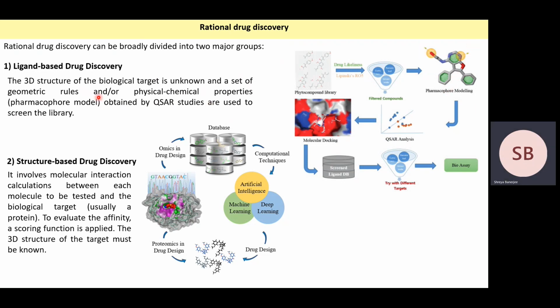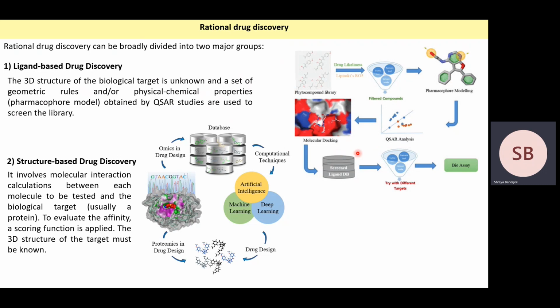That is, the geometry and the physicochemical properties of these ligands are given certain numerical values to denote which of these have high activity. This is followed by QSAR analysis. That is, the pharmacophore modeling gives you the structure, and then the structure-activity relationship is found out in order to predict which structure will have the highest activity.